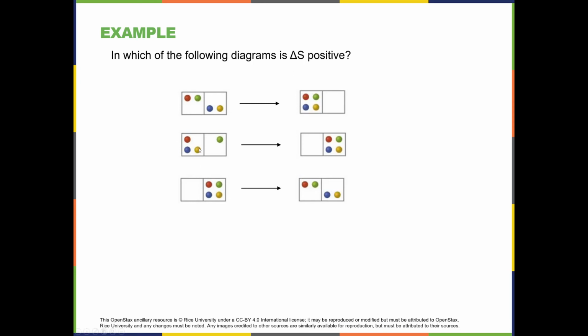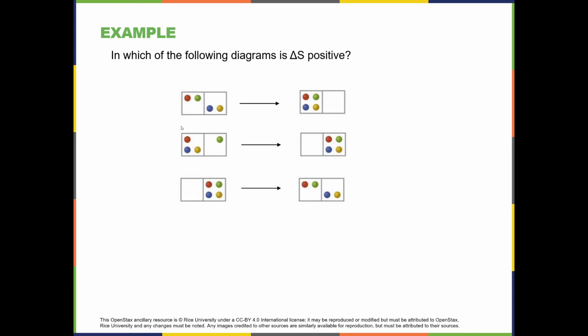In this case, we have 3 and 1, and then all 4. Same thing as 2 and 1, 2 and 2 going to all 4. We have made this more ordered or decreased entropy, the randomness or disorder. In this case, we have all 4 in one box, and then we have 2 in each box. So in this example, we have actually increased the disorder, and delta S is positive. So delta S is positive when we increase the disorder of the system.